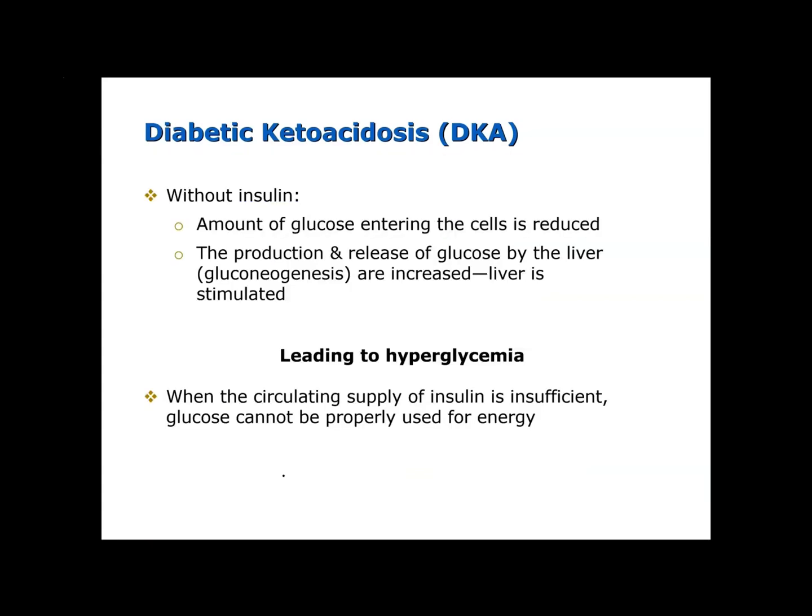It's a good way to look over it. Without insulin, the amount of glucose into the cell is reduced, and the production and release of glucose by the liver is increased. Like I said, your body is not utilizing sugars, but your cells still need energy, so your liver is stimulated to increase more sugar, even though it's not getting it. That's how your blood sugar keeps increasing, leading to hyperglycemia.